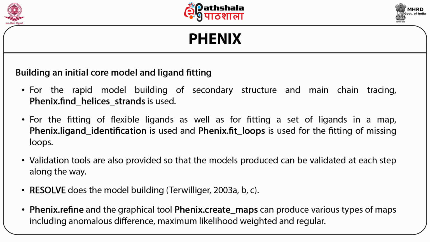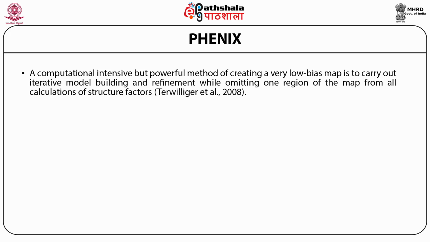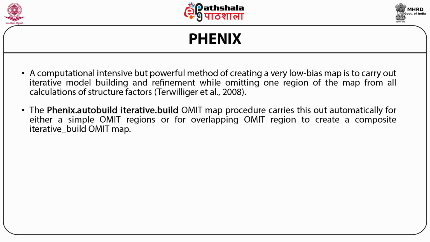Phenix.refine and the graphical tool Phenix.create_maps can produce various types of maps including anomalous, difference, maximum likelihood, weighted and regular maps. A computationally intensive but powerful method of creating a very low bias map is to carry out iterative model building and refinement while omitting one region of the map from all calculation of structure factors. This has been described in the publication by Terwilliger in 2008. The Phenix.autobuild iterative-build omit map procedure carries this out automatically for either simple omit regions or for overlapping omit regions to create a composite iterative-build omit map.